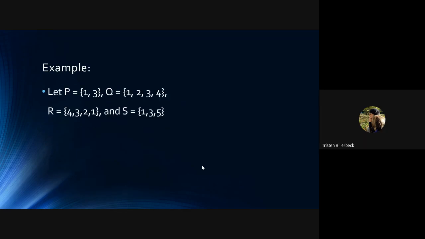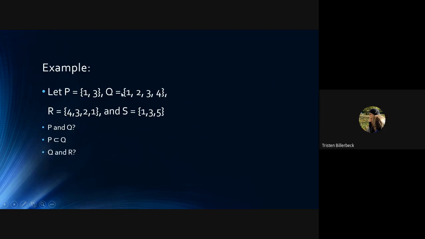Example. Let P equal {1, 3}, and Q equal the set {1, 2, 3, 4}. R is {4, 3, 2, 1}, and S is {1, 3, 5}. So how do P and Q relate? So we're looking at P is 1 and 3, Q is 1, 2, 3, 4. Well, P has 2 elements of Q. So P is a proper subset of Q.